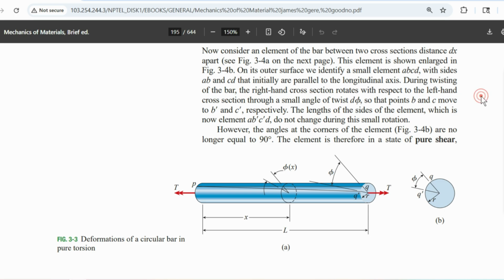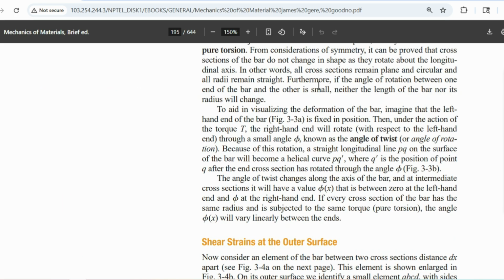Okay, so we're reading textbooks. And we're going to move it on.